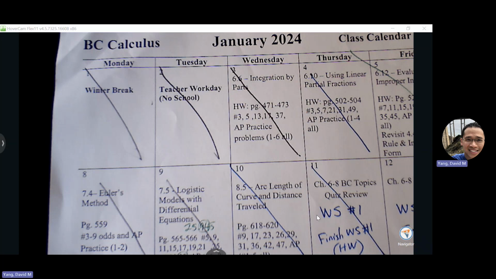What big identities would you want us to know? Just like sine squared plus cosine squared equals 1. That's really the only one of them.